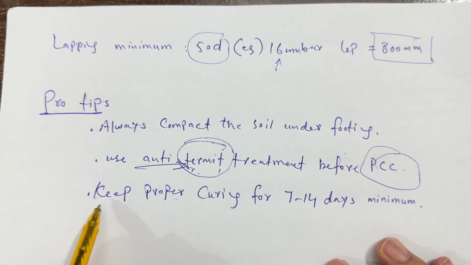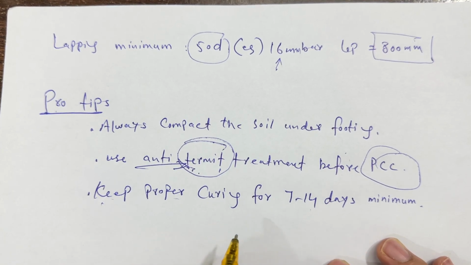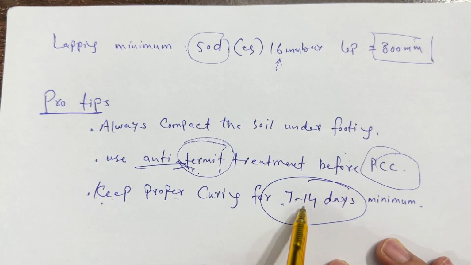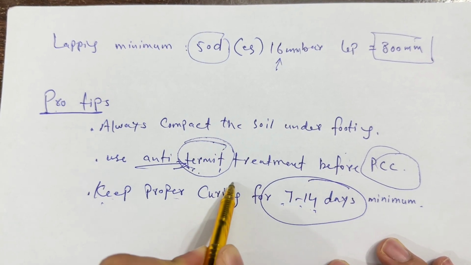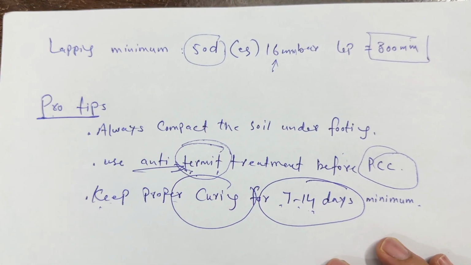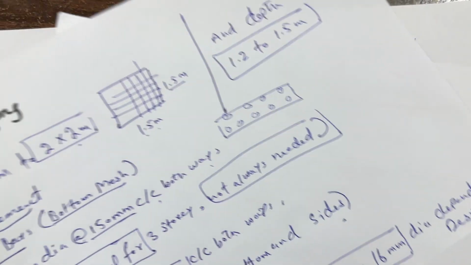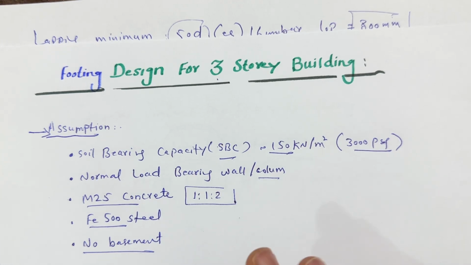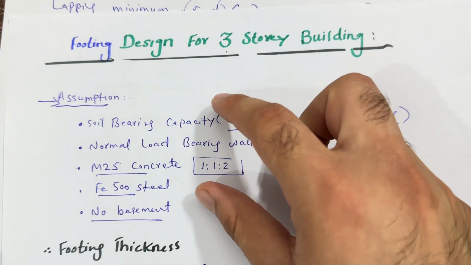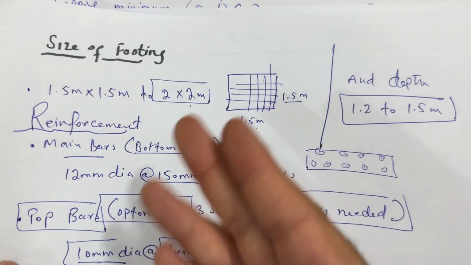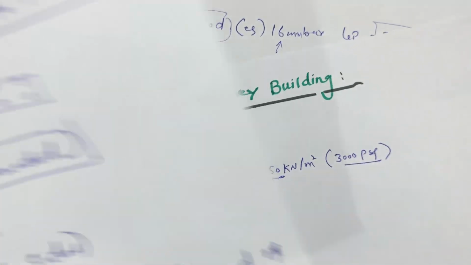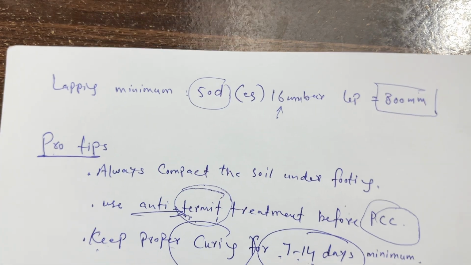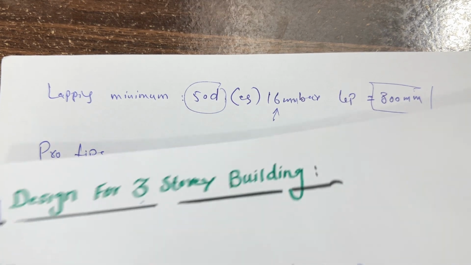The last one is keep proper curing for 7 to 14 days minimum. Proper curing is very important for RCC column. Guys, this is a short video but very important for you about footing for a 3-story building. These are some data you can see, and this is thickness. Next one, size of the footing, and the other one, the column details, reinforcement. Also you can see the lapping details and some pro tips. Hope this short video can help you.